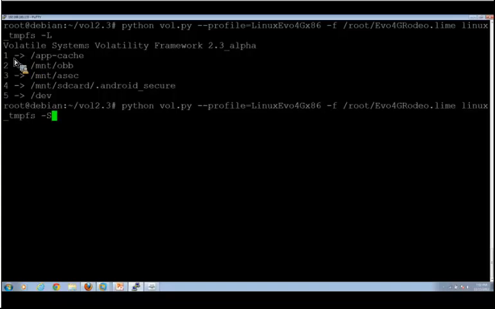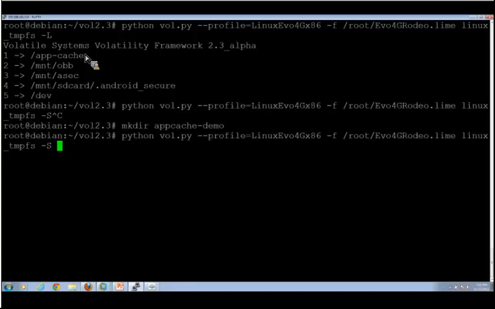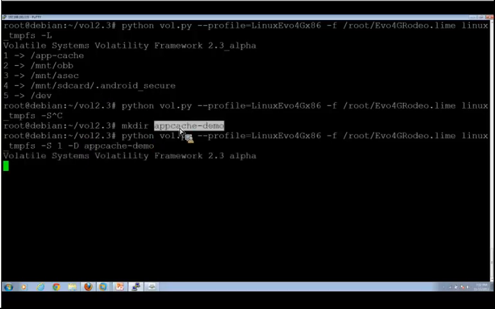So now what I want to do is recover this app cache directory. So I'm going to make something, we'll make a directory that we can write to. We use the -S flag to pick which file system we want, which in this case is app cache, and then the -D flag is the name of a directory that is hopefully empty that we're going to recover the file system to.